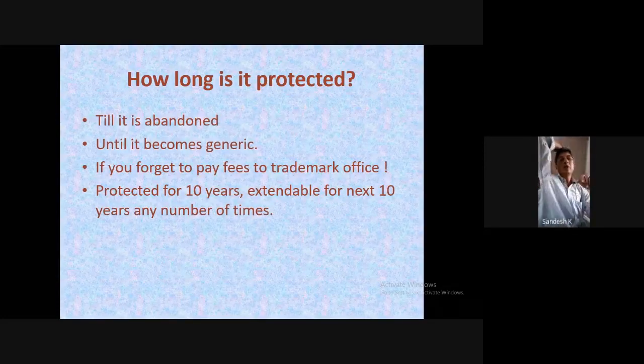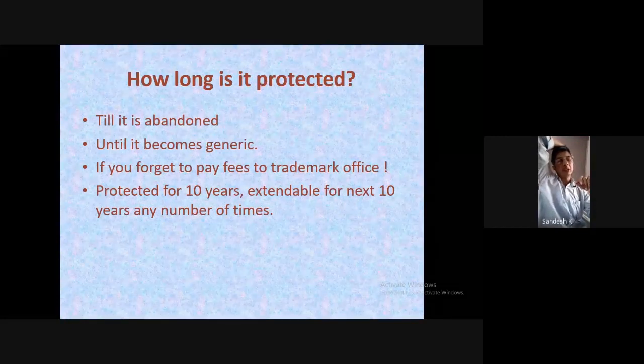So the duration of protection is until it is abandoned. It lasts as long as the product is in the market, or even after. Maybe the product was not there for 5, 10, 15 years, then the product comes back. Then again the trademark is valid, and it can be used further until it becomes generic. Becoming generic is another aspect.